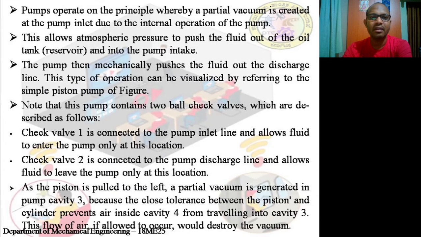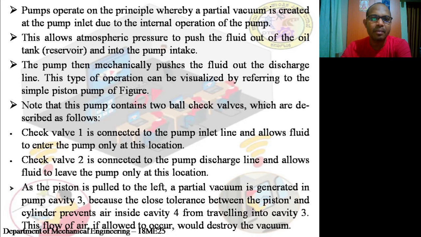Pumps operate on the principle whereby a partial vacuum is created. Vacuum pressure, suction pressure, or lower pressure than the atmospheric are all the same thing. Is that clear? At the pump inlet, due to the internal operation of the pump, this allows the atmospheric pressure to push the fluid out of the oil tank and into the pump intake. The pump then mechanically pushes the fluid out of the discharge line.